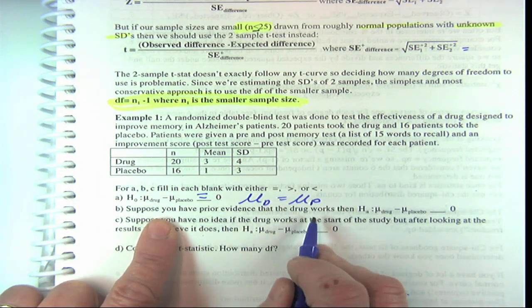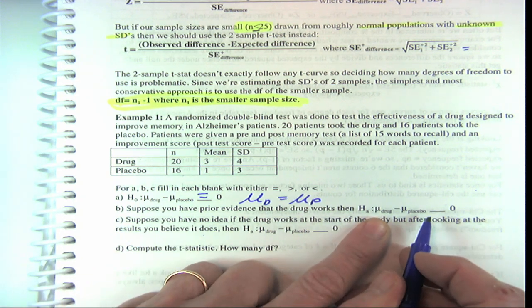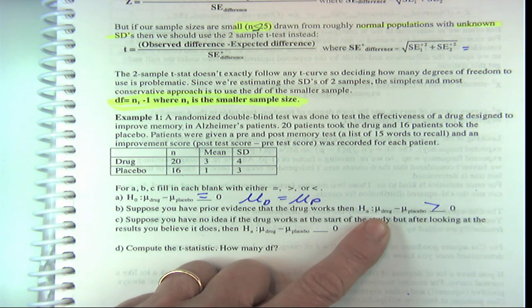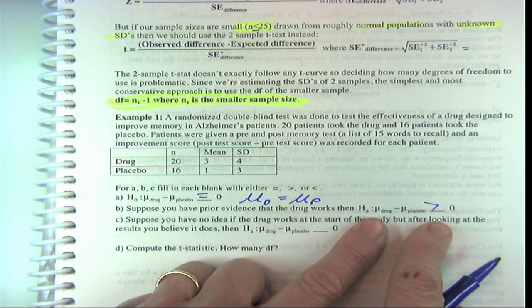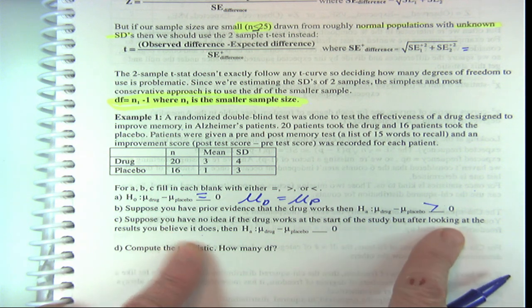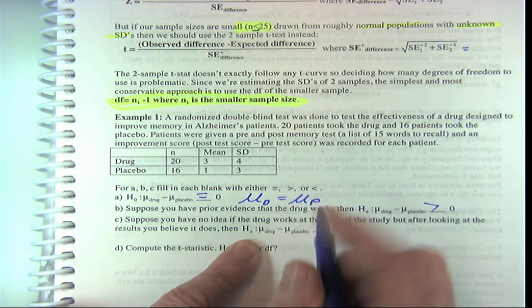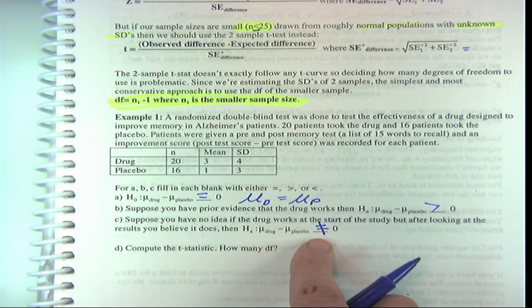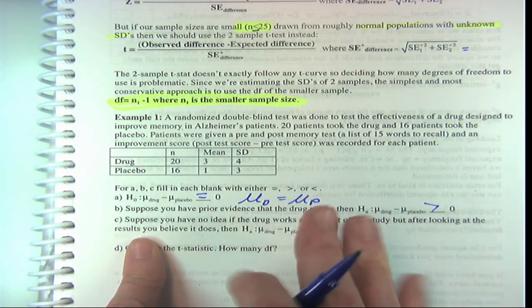Now, suppose you had prior evidence that the drug works. Then you could say the difference is greater than 0 and do a one-sided test, that the mu for the drug will be greater than the mu for the placebo. But suppose you have no idea if the drug works at the start of the study, but after looking at the results, you believe it does. Then you have to stick with this two-sided. You can't cheat and say, oh, I saw a difference, looking at these results. You have to come up with your alternative ahead of time.